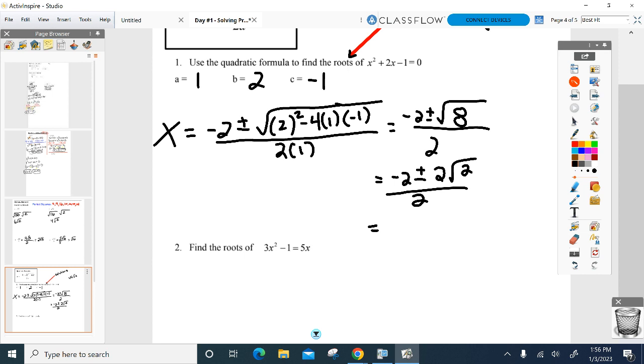The first one is what's to the left of the plus or minus? -2 over the denominator, 2. Plus or minus, what's to the right? 2 radical 2 also over 2. We're going to split it up. Now reduce. After you split it up into 2 fractions, now reduce.